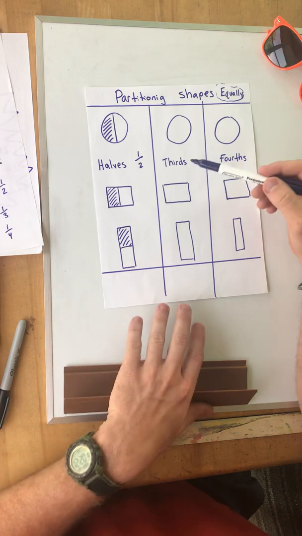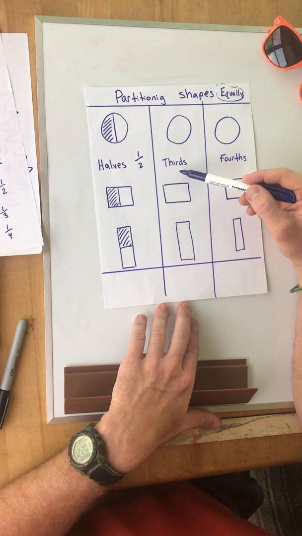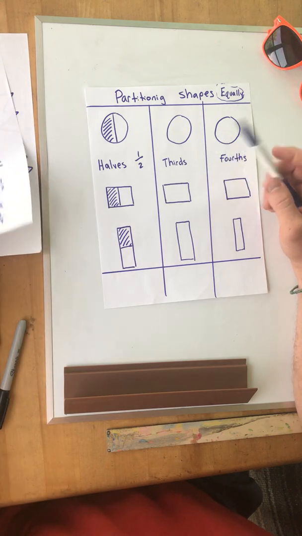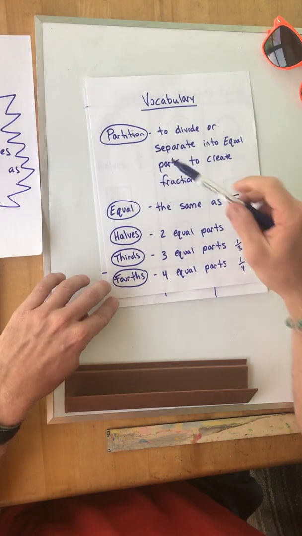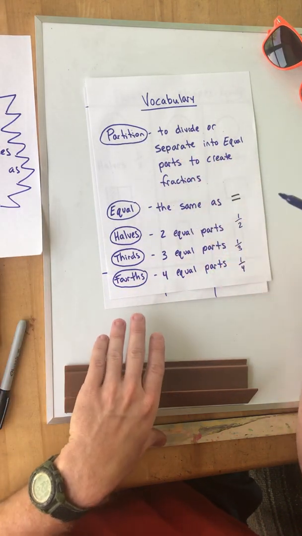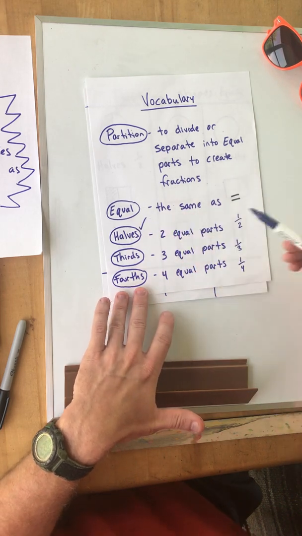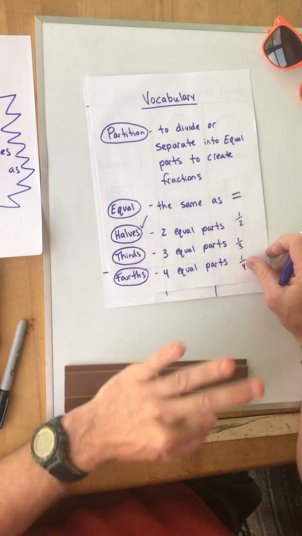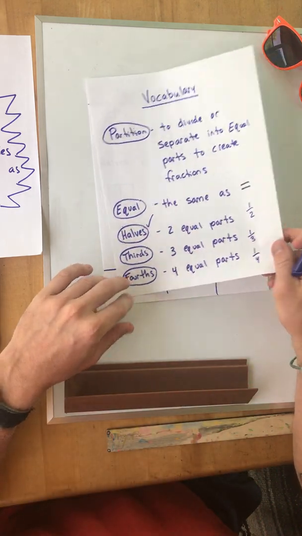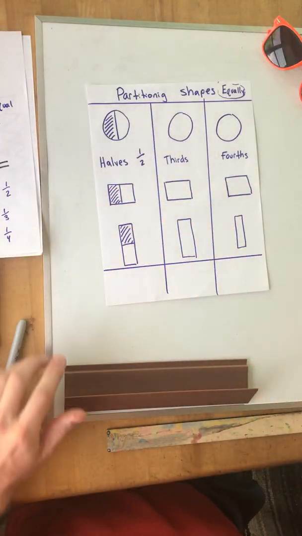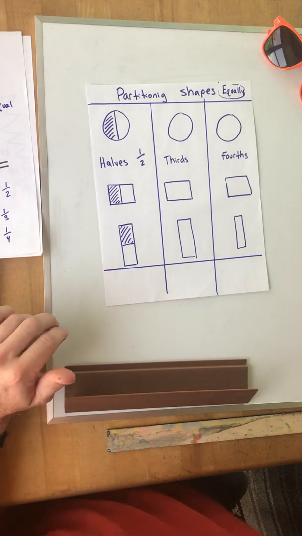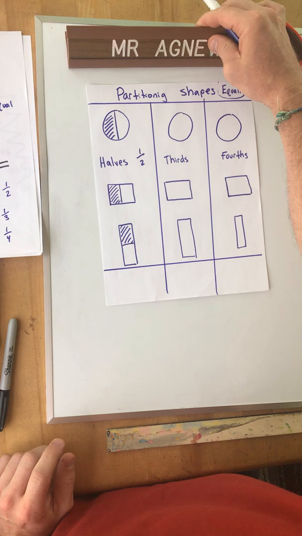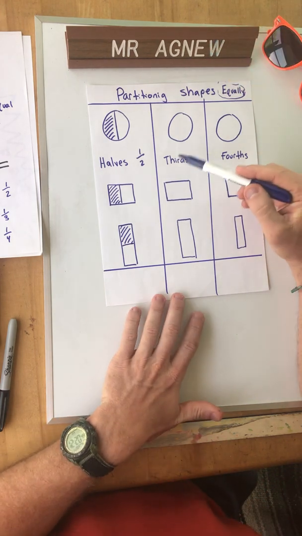The next one, thirds. Remember thirds. We talked about partitioning shapes into equal sides, and we did the halves, 2 equal parts. Now we're doing thirds, 3 equal parts. Remember, you can always pause it, guys, especially if I'm going a little bit too fast.